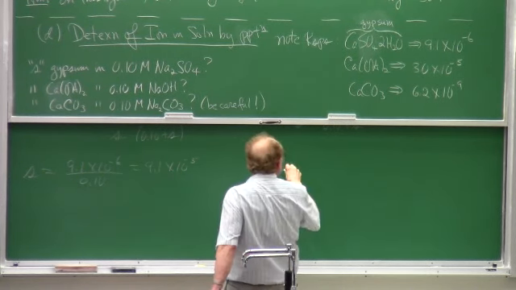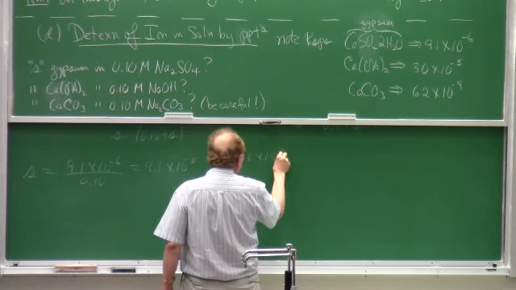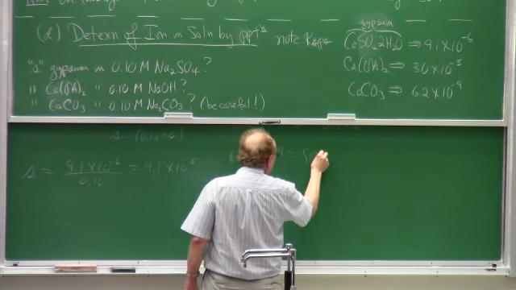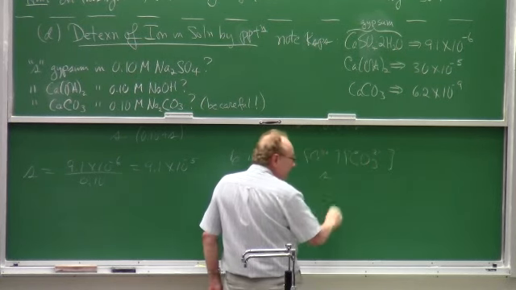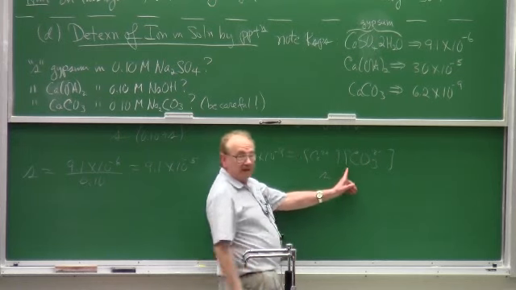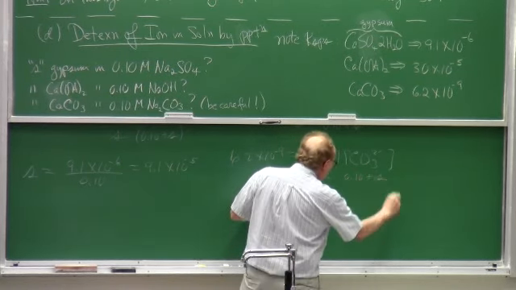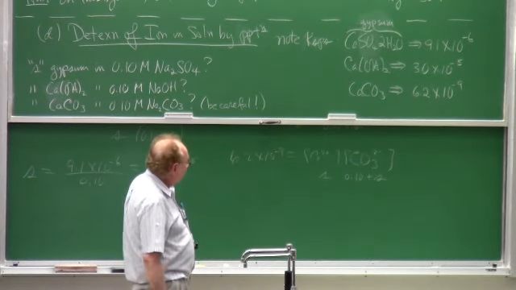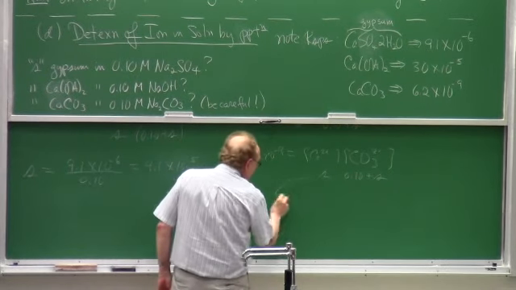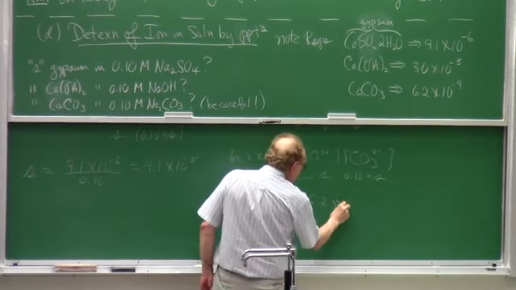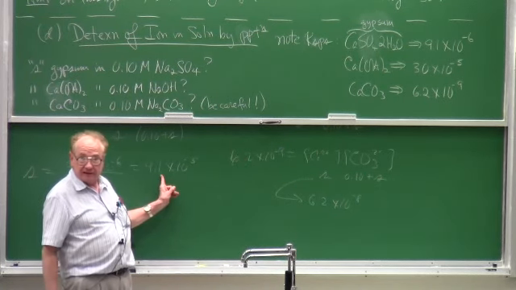Well, let's look at the arithmetic. 6.2 times 10 to the minus 9. There's KSP. This again will be S. And if I take the carbonate ion molarity to be 0.10, then this will be 0.10 plus S, the carbonate ion molarity, and S will be this divided by 0.10. 6.2 times 10 to the minus 8. And 6.2 times 10 to the minus 8 is a heck of a lot smaller than this.